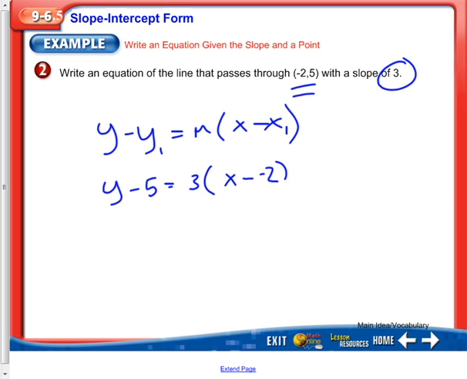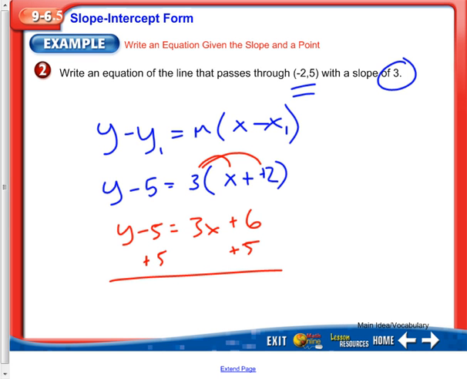We have a double negative here, so let's change that to addition. We need to distribute our slope, our 3. So y minus 5 equals 3x plus 6, because this changed to a positive. Now let's add 5 to both sides, and we're left with our equation, y equals 3x plus 11. That's our y equals mx plus b slope-intercept form.